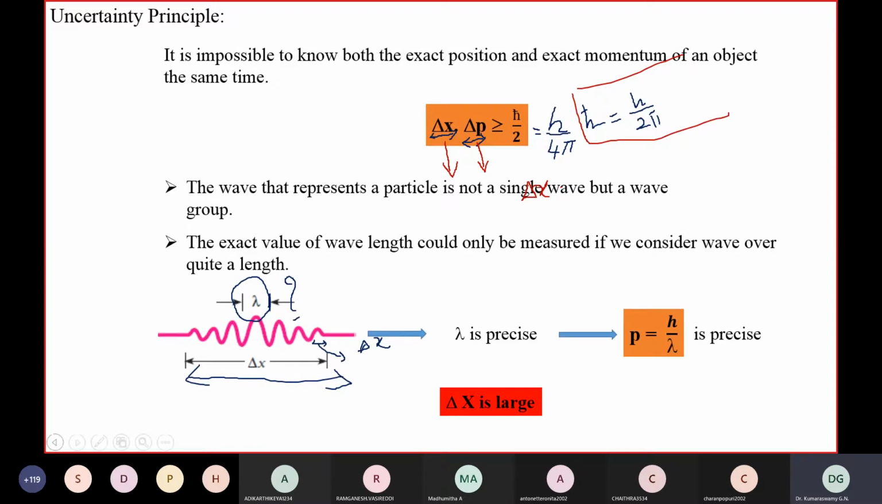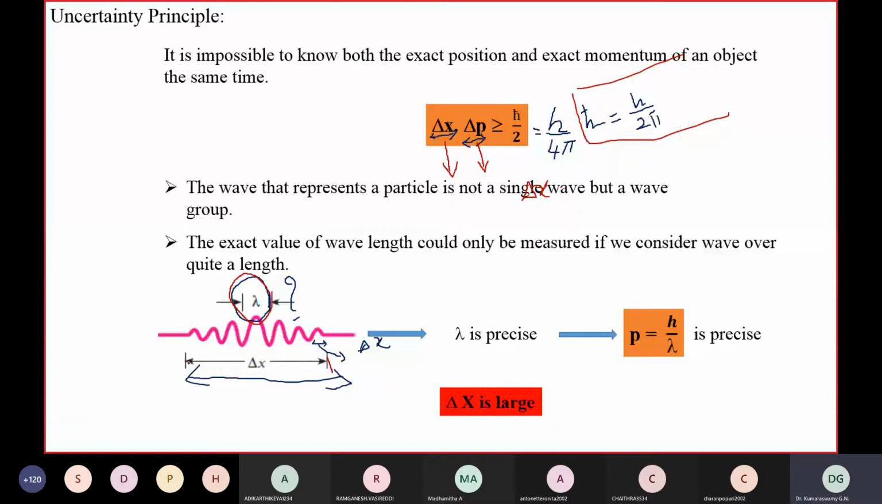See here, if you want a precise lambda, because it is a wave group, it is not a single wave. To evaluate lambda precisely, you have to consider the wave in a large range. When you consider the wave in a large range, that means delta x increases, the position of the particle increases. So this wave represents the position of the particle. You are taking it from this range to this range. So delta x automatically increases when you reduce lambda.